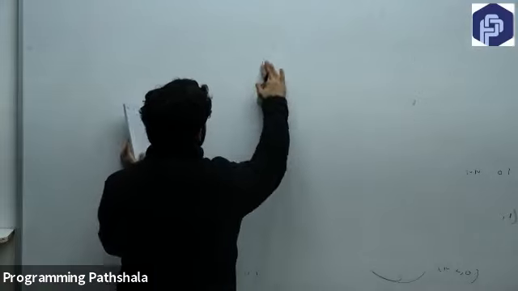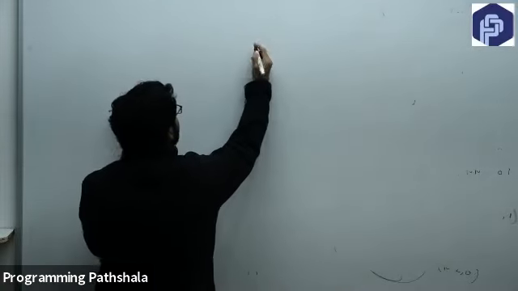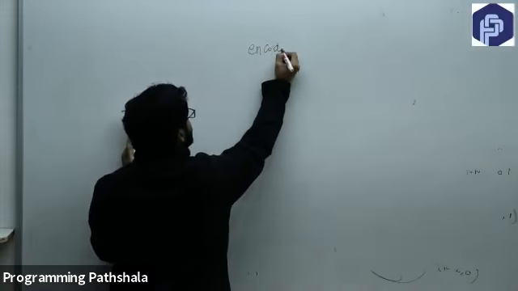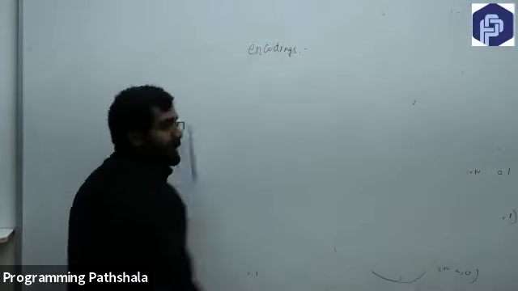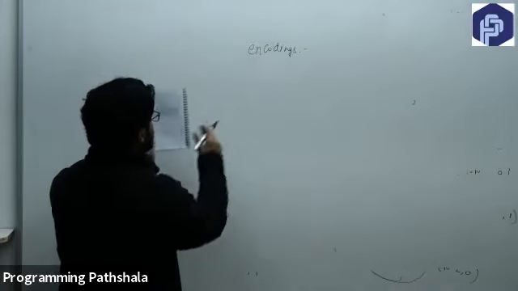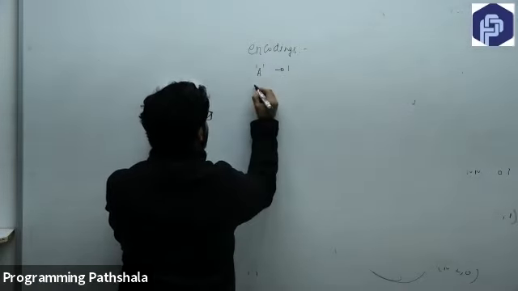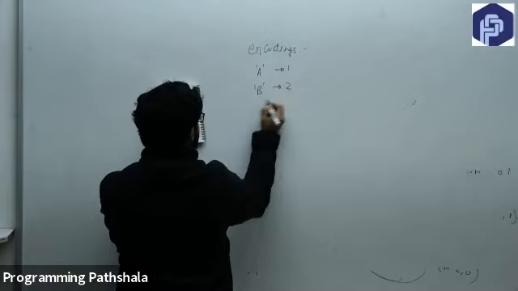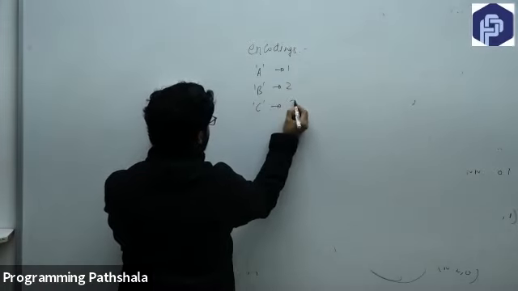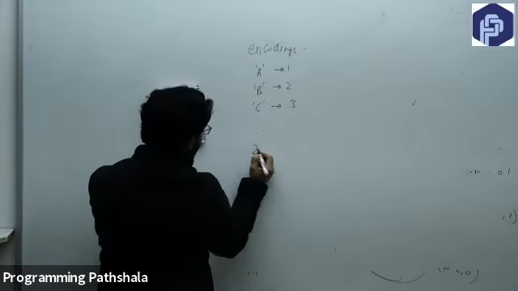Okay, so the question goes like this. I'm going to define some encodings for you. Let's say these encodings are like this: capital A is 1, capital B is 2, capital C is 3, and so on and on. So capital Z would be what?